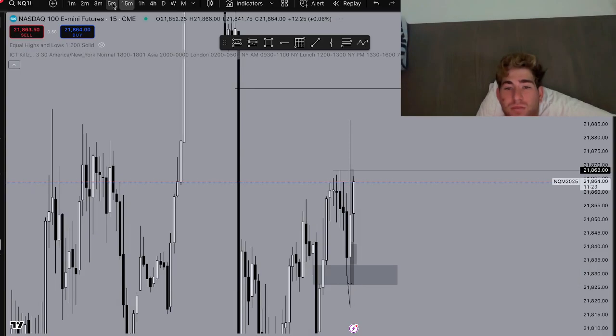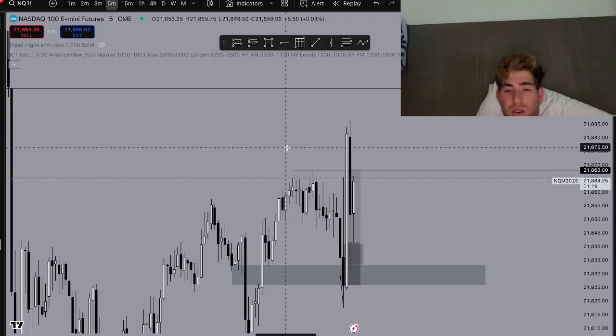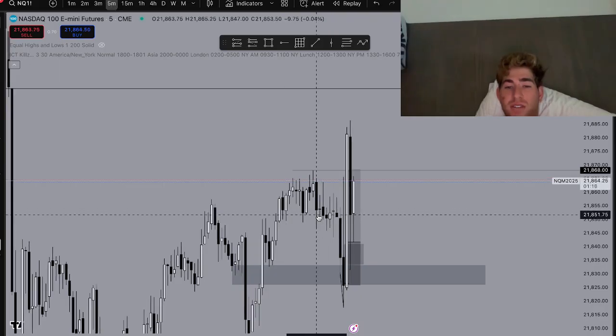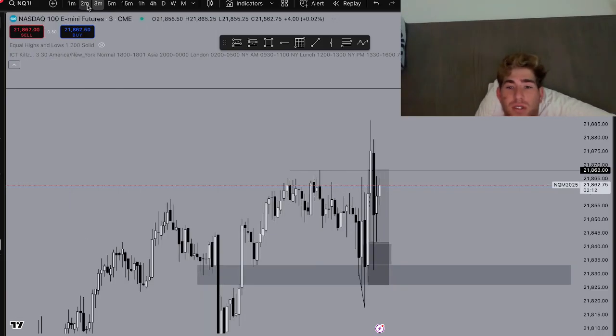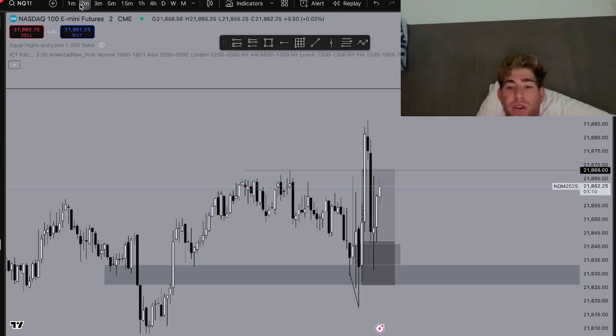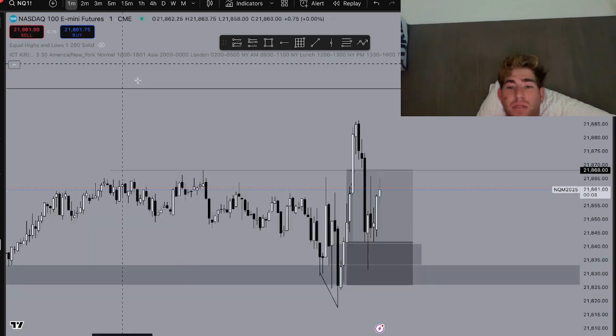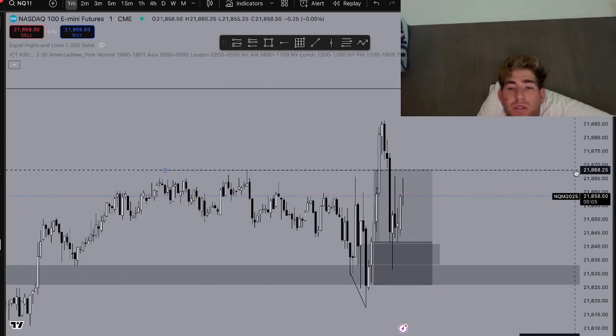So, look at price moving. Respecting that 5-minute CISD / breaker block. That's actually just a breaker block. We're respecting a 5-minute breaker, 2-minute order block, and a 1-minute fair value gap. Hopefully price keeps pushing up.